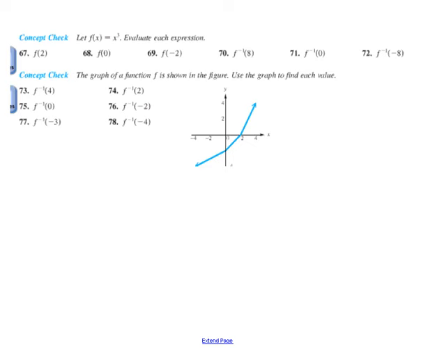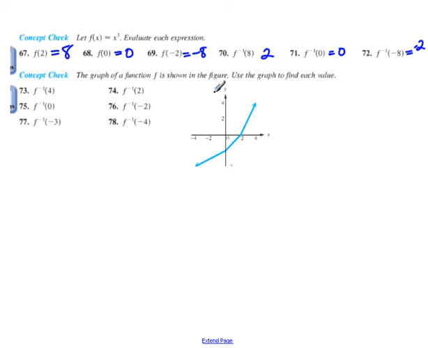Okay, let f of x equal x cubed and evaluate each expression. Well, we know what f of 2 would be. F of 2 is 2 cubed, which would be 8. F of 0, 0 cubed is 0. F of negative 2 would be negative 8. Then f inverse of 8 would mean what x value took us to the output value of 8, which would be 2. F inverse of 0 is what we need to go back to what we started with. And f inverse of negative 8 would be negative 2, right?